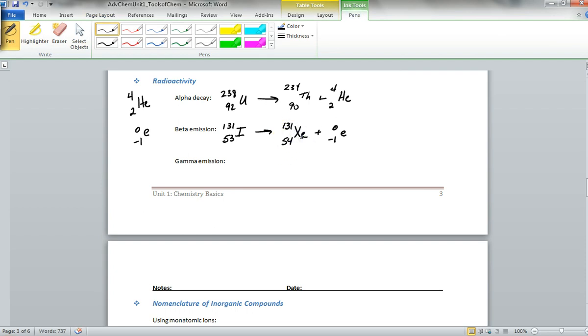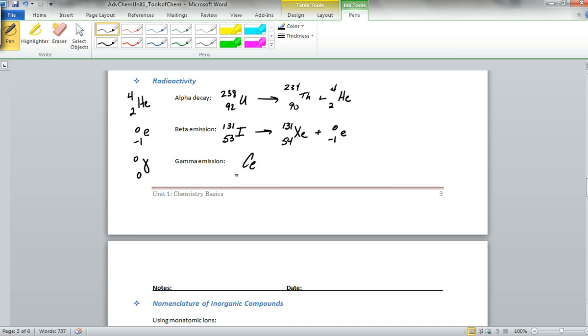Now gamma emission, the last one we're going to look at. Gamma radiation is just energy, it's light energy. There is no atomic number or mass number associated with it. It's just a process by which the nucleus is giving off energy.